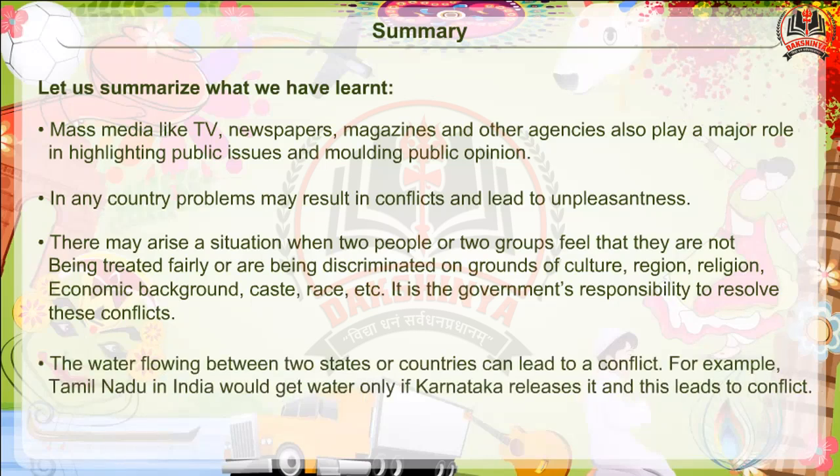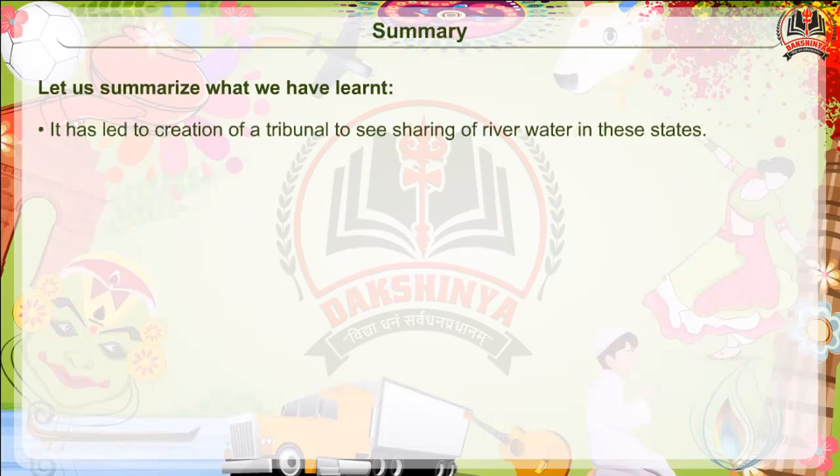The water flowing between two states or countries can lead to a conflict. For example, Tamil Nadu in India would get water only if Karnataka releases it, and this leads to conflict. It has led to the creation of a tribunal to look into the sharing of river water in these states.